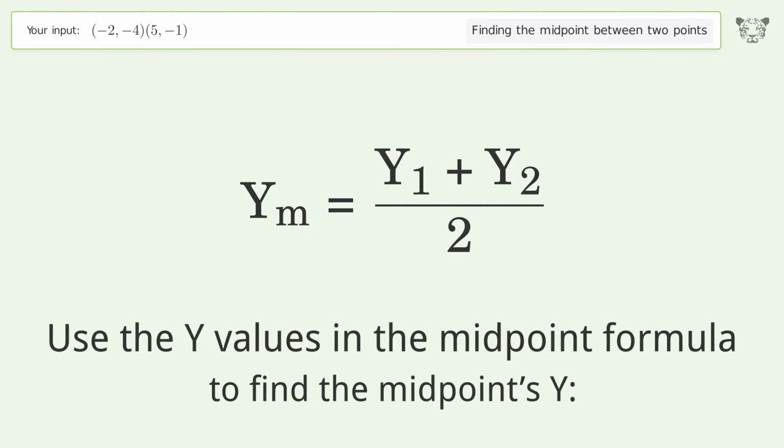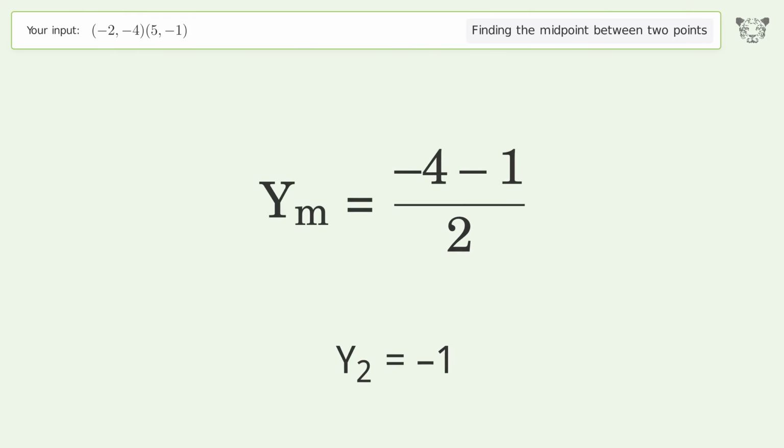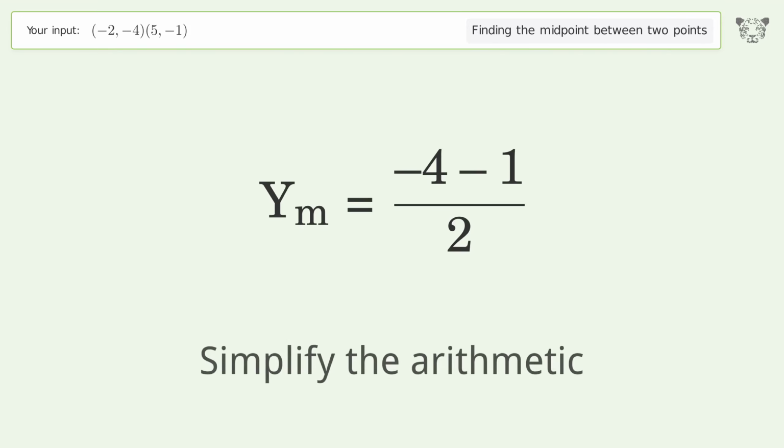Use the y values in the midpoint formula to find the midpoints y. y1 equals negative 4. y2 equals negative 1. Simplify the arithmetic.